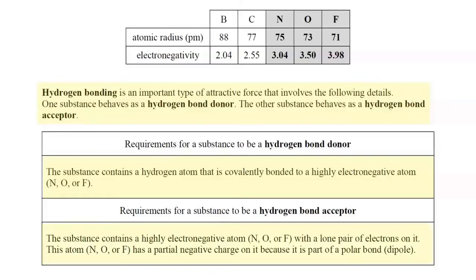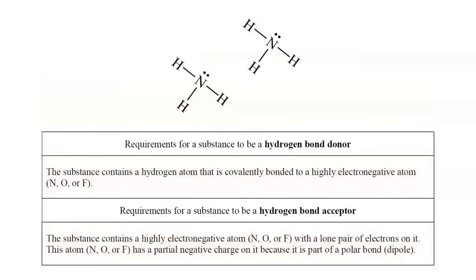Well, the substance contains this highly electronegative atom, so either nitrogen, oxygen, or fluorine, with a lone pair of electrons on it. And this atom has a partial negative charge on it because it's part of a polar bond or a dipole. Let's take a look at two molecules of NH3. Here is an example of a hydrogen bonding interaction between two molecules of NH3.